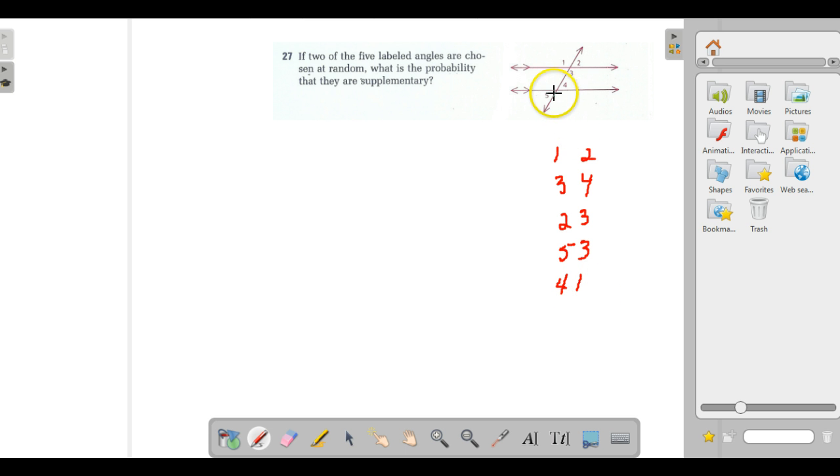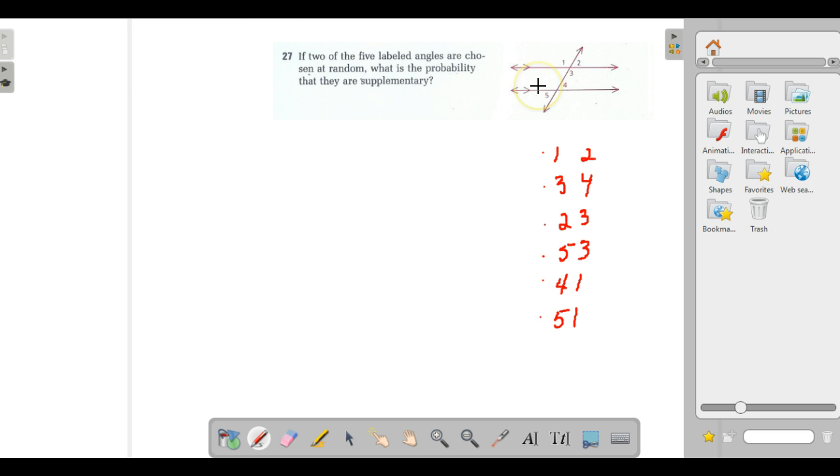So let's see if there's any more. If 4 and 1 are supplementary, which we just showed, and 5 is equal to 4 because it's a vertical angle, then 5 must also be supplementary to angle 1. So that's another one. So that's 1, 2, 3, 4, 5, 6 circumstances where we could have supplementary angles from these labeled angles.